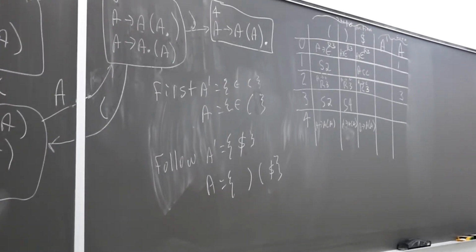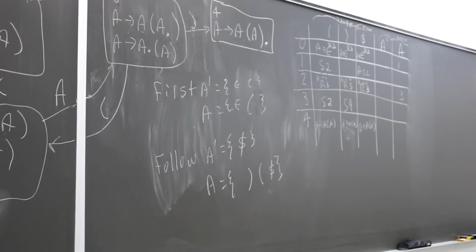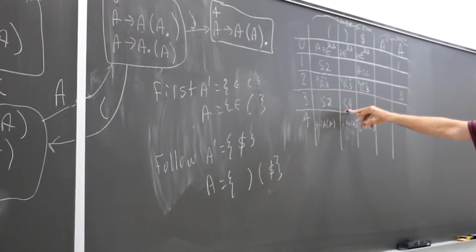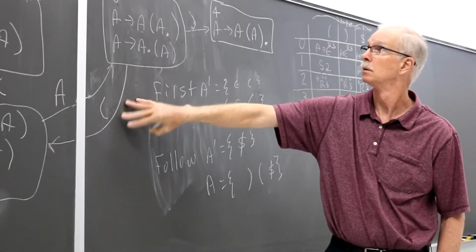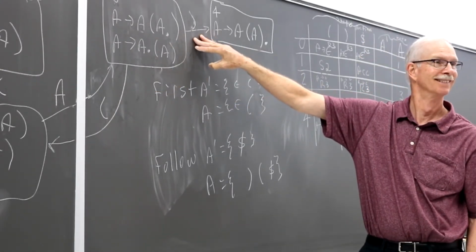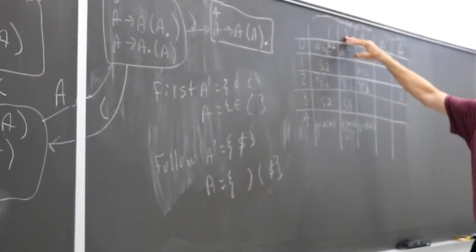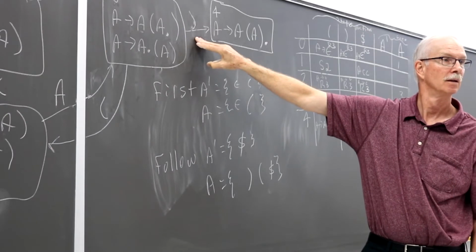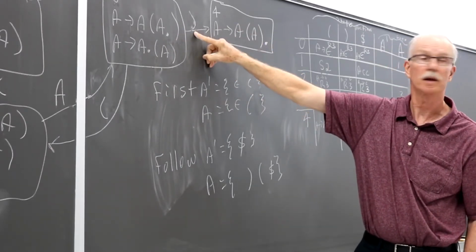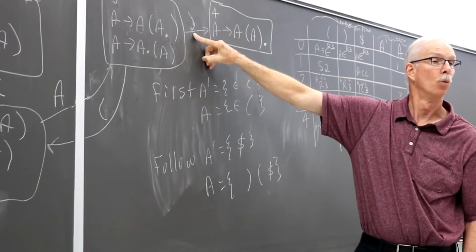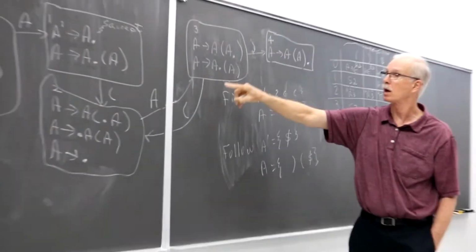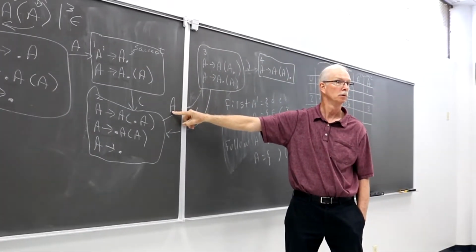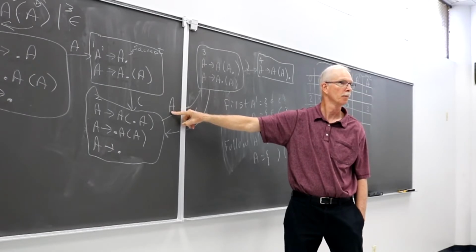Uchi, could you explain how you got S4? I'm sorry? Shift 4. That's this line. Okay. This state moves to this state on that terminal. When you move on a terminal, it's a shift. If you move on a non-terminal, it's a go-to, as opposed to a shift. Okay, good?